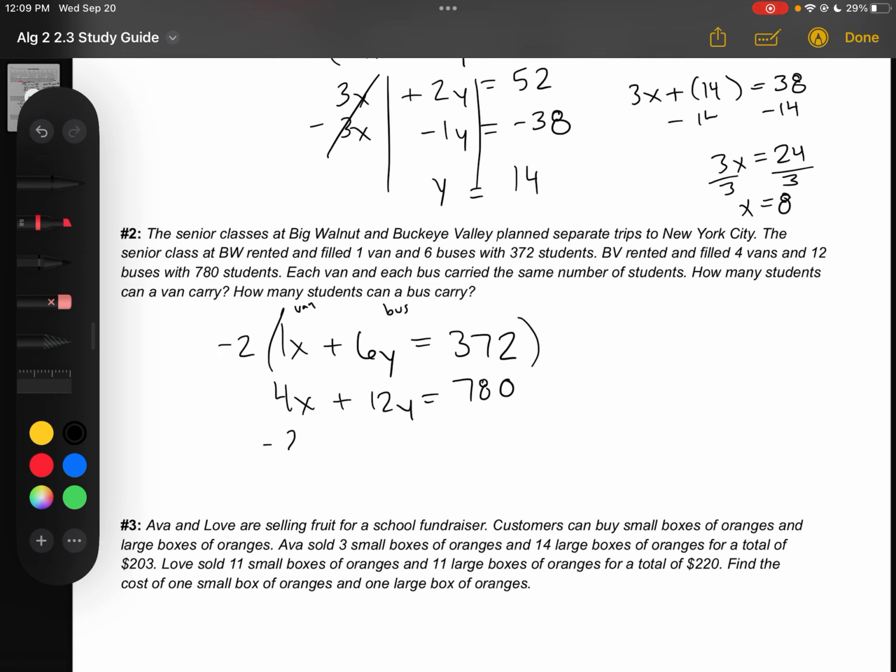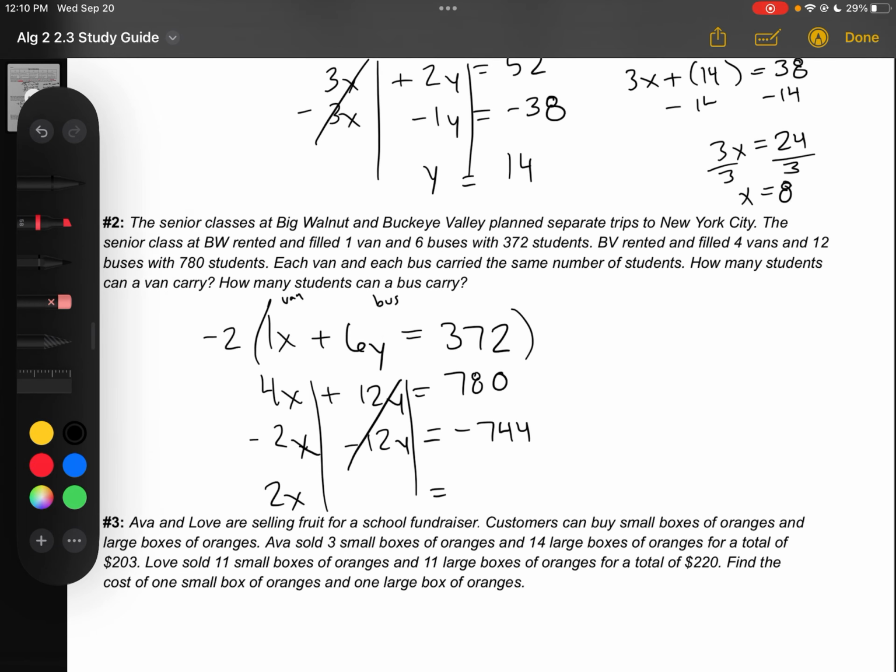So if we multiply our first equation by -2, we'll get -2x minus 12y equals, and then 372 times 2, -744. So our y's cancel out. We have 2 x's, and that's equal to 780 minus 744, 36. So 2x equals 36, divide both sides by 2, we'll get x equals 18. So we'll see that a van can hold 18 students.